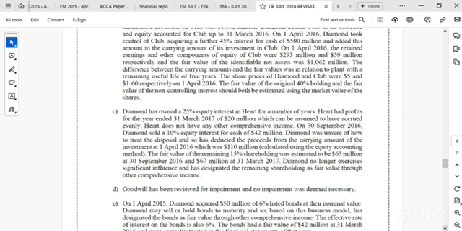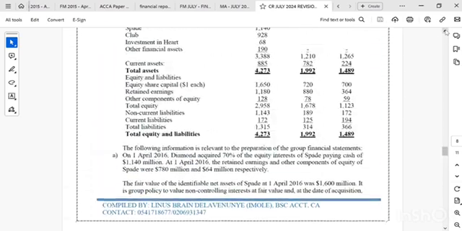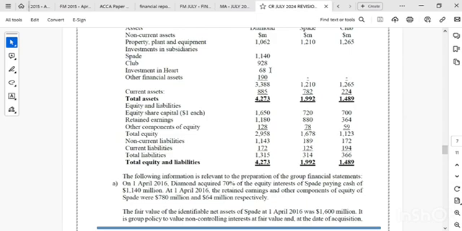They said Diamond was unsure of how to treat the disposal and so has deducted the proceeds from the carrying amount of the investment at 1st April 2016, which was 110, calculated using the equity accounting method. So let's go now here. What is the investment in HAT here? What is the value for investment in HAT? 68. So add the 42 to it and see whether you have the 110.